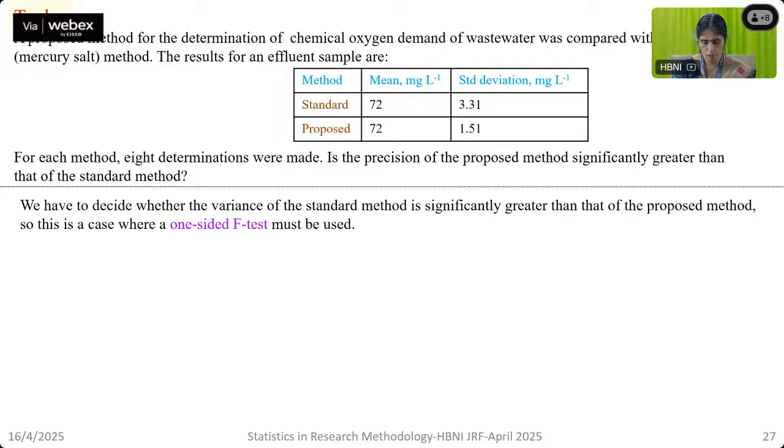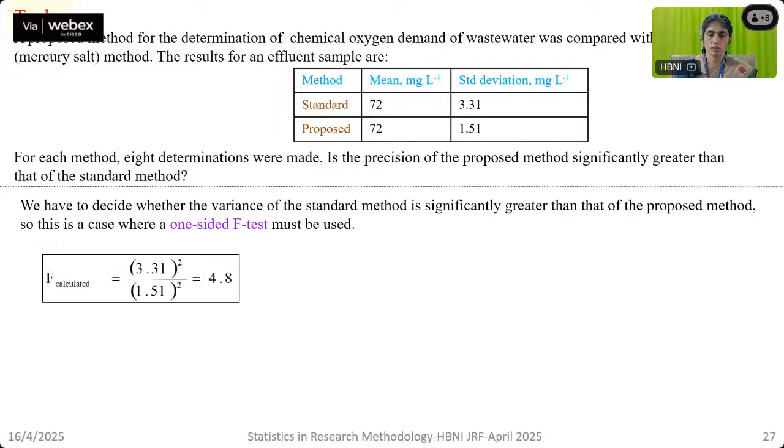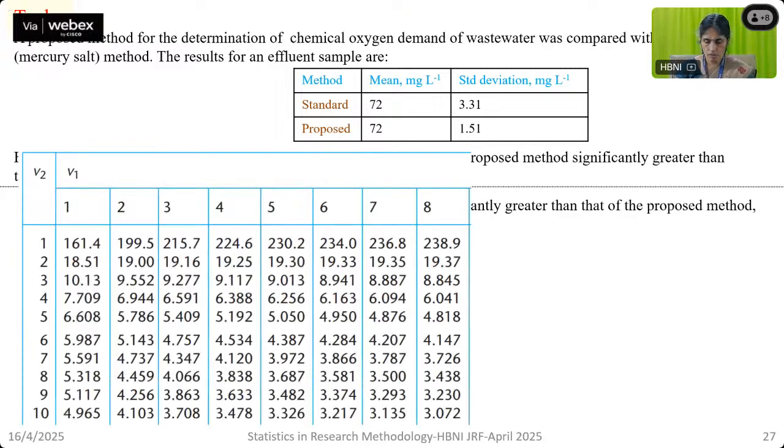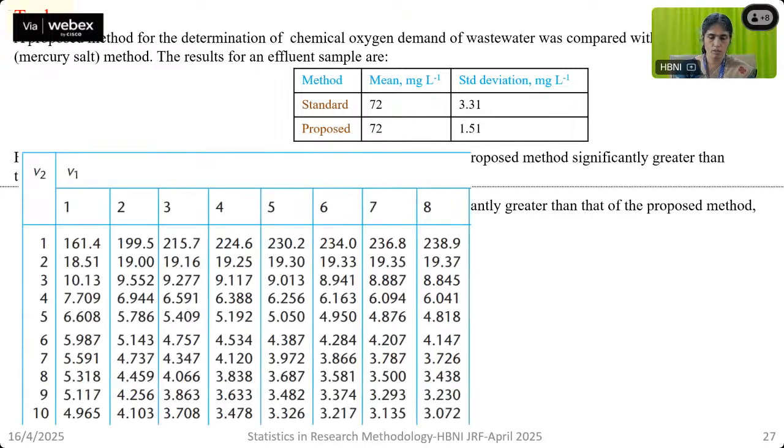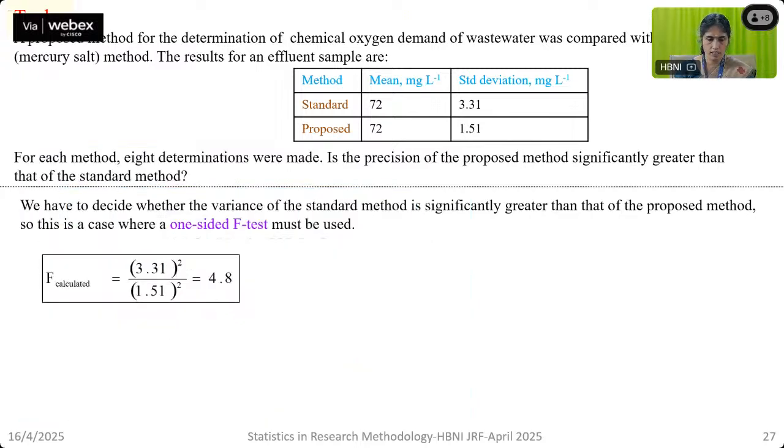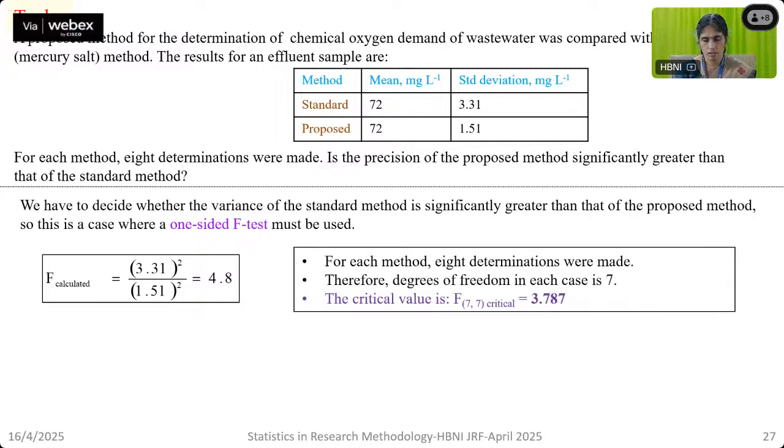One is having better precision. And as I told you, the poorer standard deviation or the larger numerical value is taken in the numerator, and the smaller one in the denominator, so that you always get values more than one during the calculation. Here again, the number of determinations were 8 each. So the same value comes out. You will have 3.787 as the critical value, and the calculated F value is around 4.8.